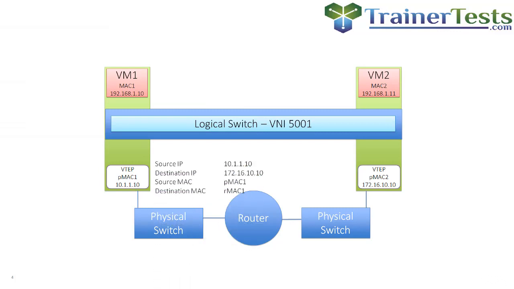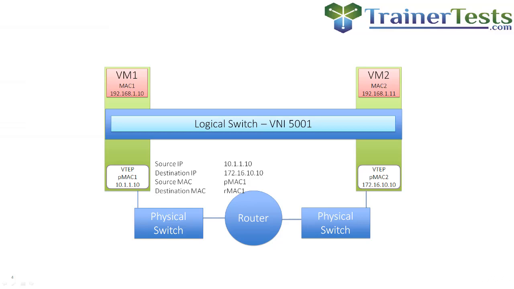So here we see the frame arrives at the VTEP, and the VTEP is going to encapsulate it, right? The original frame is going to be left intact, but the VTEP is going to put new headers on the outside of it. This is called our outer headers. And the source IP is going to be the VTEP of host 1. The destination IP is the VTEP of host 2. The source MAC is the MAC address of VTEP 1. The destination MAC is the MAC address of my router.